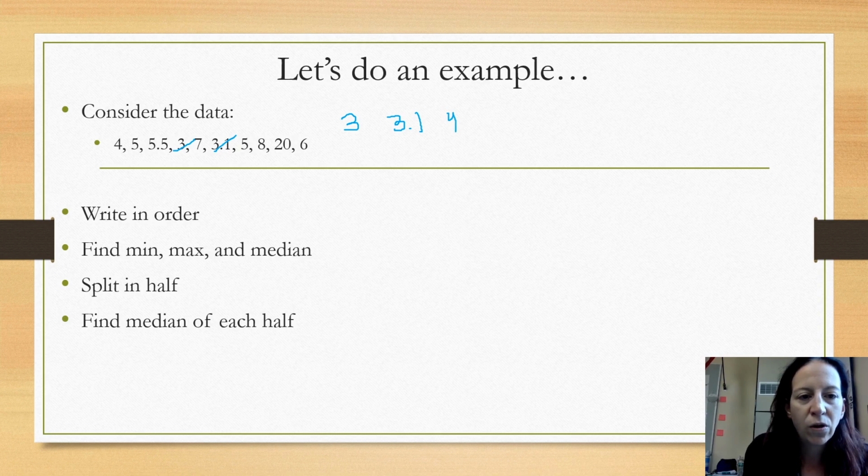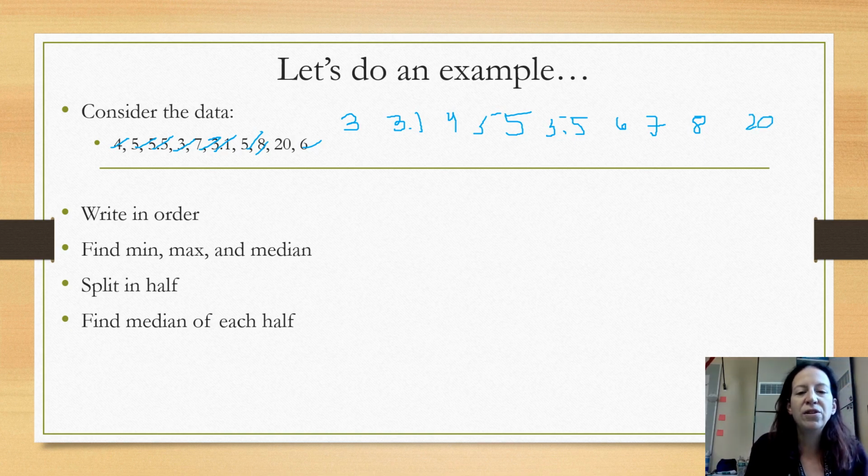Then we have 4, then two 5s, and then we have a 5.5. Then I have a 6, a 7, and an 8. And we'll cross those off, 6, 7, 8. And then I have this 20, which really doesn't seem to fit, but it's in our list. So write the numbers in order, and then find the minimum, the maximum, and the median.